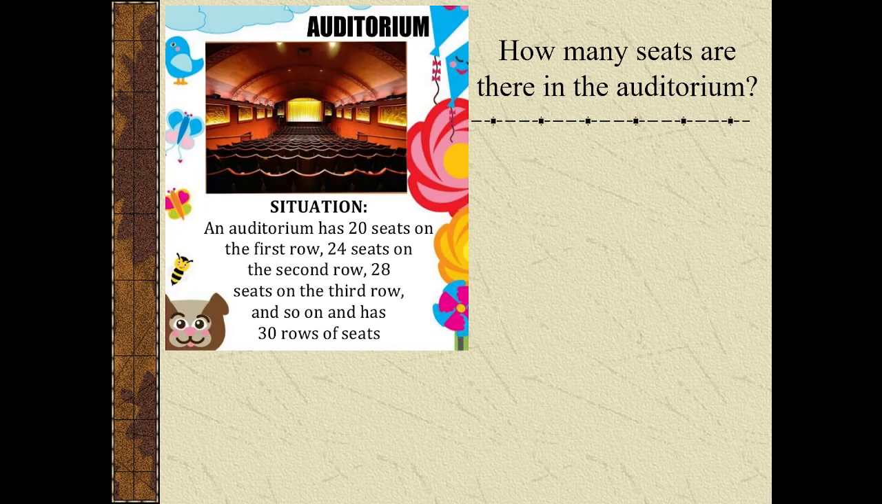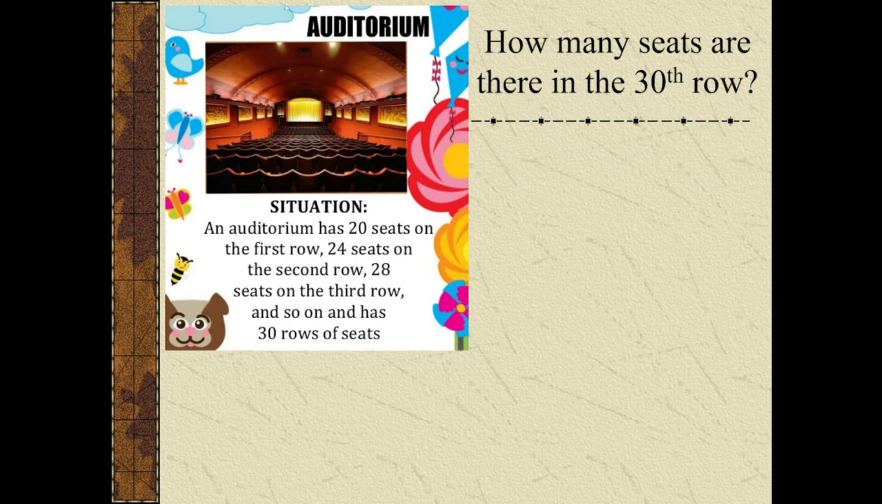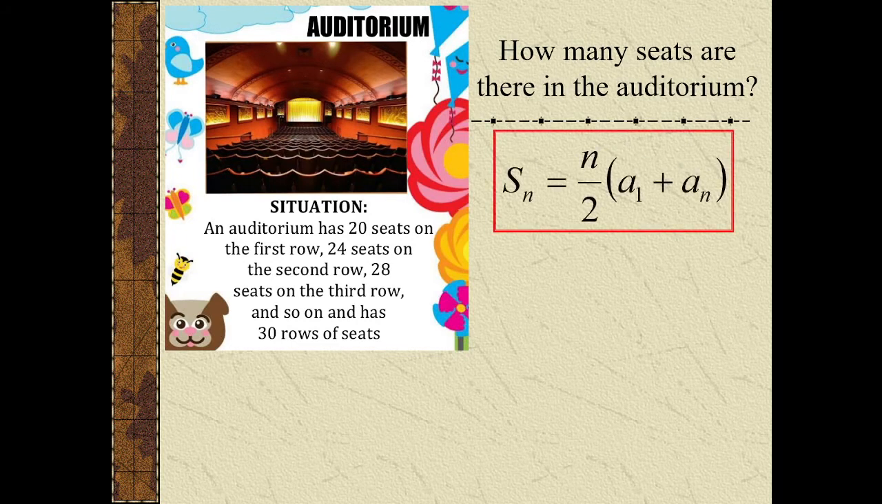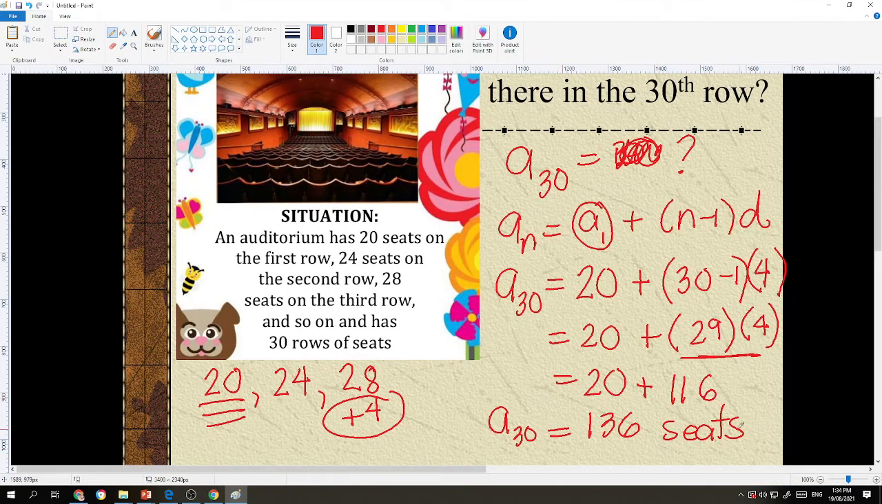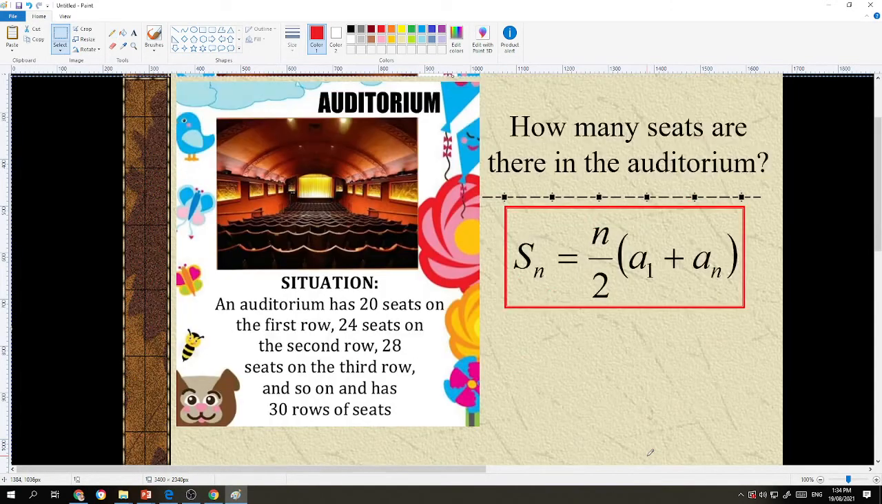Sir, na-solve man to na ganiha. Pila man to ka seats ang nasa 30th? So kabalo na ta sa A sub n, ang last term 136. So ang gamiton nako ani mas masayon kung gamiton ang formula number 1. Kay we have already solved a while ago. Na-solve naman ni nato ganiha, 136. Mao man ni atong last term. So mao na itong gamiton para ma-solve nato ang kini nga pangutana nga how many seats.